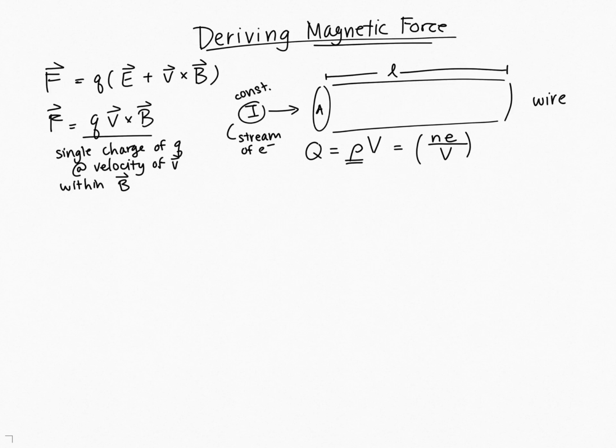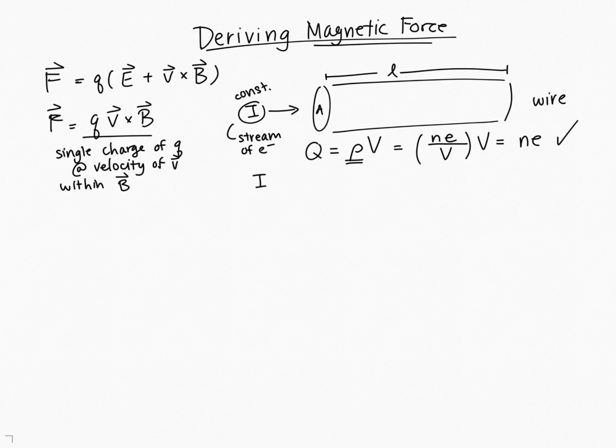And we're going to divide that by the volume V, because the density constant is going to equal the number of charges per unit volume. And once we multiply that by V, we get that Q equals NE, where N is dimensionless and E has the units of a charge, and we find that unit-wise this checks out.